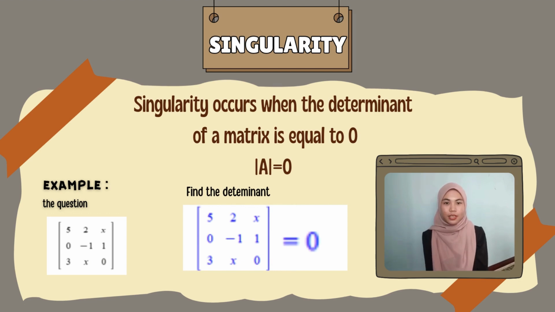Next is singularity. Singularity occurs when the determinant of a matrix is equal to 0. For example, we have the question of a 3 by 3 matrix: 5, 2x, 0; negative 1, 1, 3x; 0. Firstly, set the determinant equal to 0.